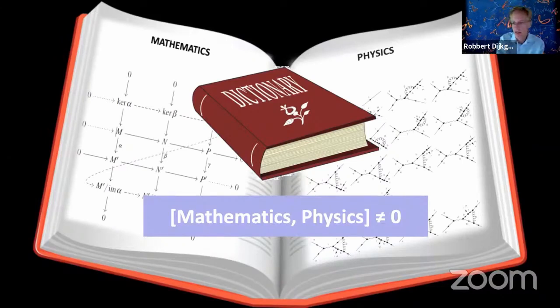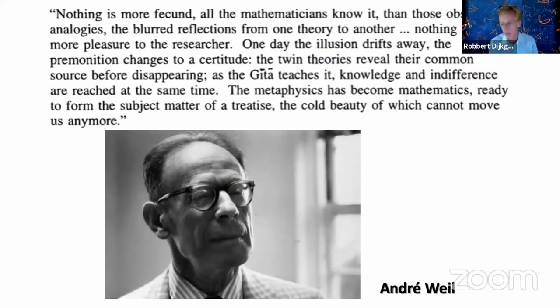Now, there's nothing wrong with it. This is a famous quote by André Weil, the famous IAS mathematician, who discovered what we now call arithmetic geometry, how number theory and geometry can be connected. And often he used himself the image of a Rosetta Stone. And he says, nothing is more fecund, as we know, than these obscure analogies, the blurred reflection from one theory to another. Nothing gives more pleasure to the researcher. One day the illusion drifts away, the premonition changes to a certitude. The twin theories reveal their common source before disappearing. And I think we are very much in that spirit.